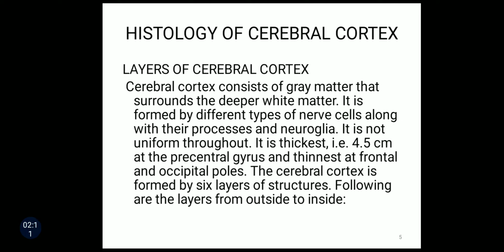The next thing is about the histology of the cerebral cortex, the layers of the cerebral cortex. Cerebral cortex consists of grey matter that surrounds the deeper white matter. It is formed by different types of nerve cells along with their processes and neuroglia. It is not uniform throughout. It is thickest, that is 4.5 millimeters, at the precentral gyrus, and thinnest at the frontal and occipital poles. The cerebral cortex is formed by 6 layers of structures. Following are the layers from outside to inside.